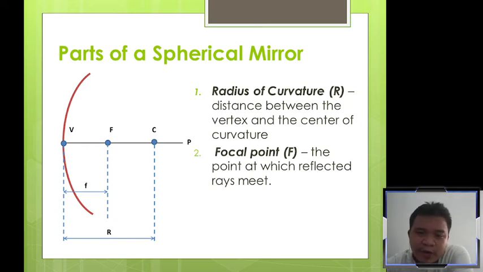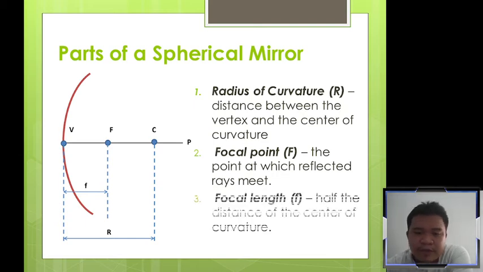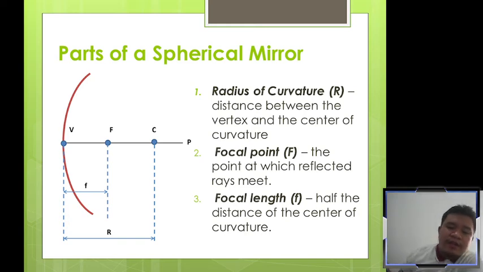While the focal point, or F, which we also call the principal focus or the focus of our mirror, is the point at which all reflected rays seem to meet. And the focal length is half the distance of the center of curvature. Shall we say this is the distance between the focal point and the vertex of your mirror.